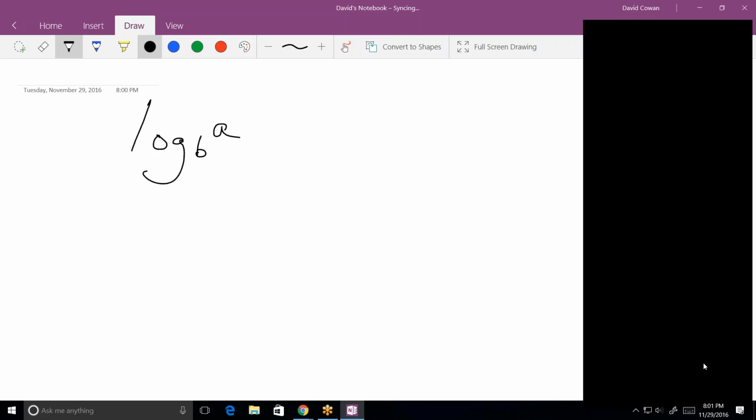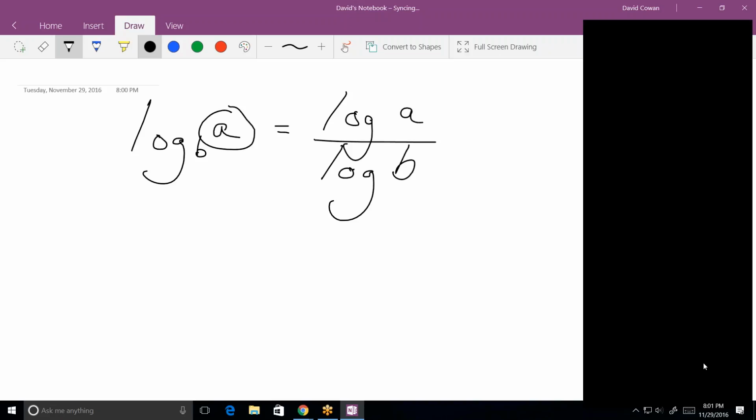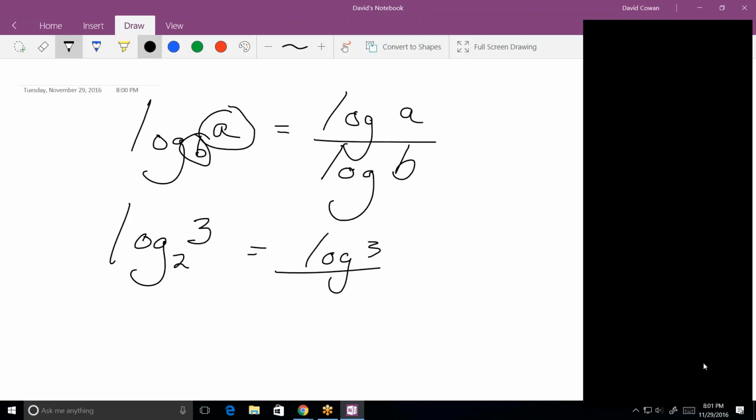Log base b of a. Change of base formula says this. Okay. The way I kind of remember it, it's the log of the bigger, by bigger, I mean larger in size, not in numerical quantity, divided by the log of the smaller. In other words, if you had log base 2 of 3, that would be the log of 3 divided by the log of 2.